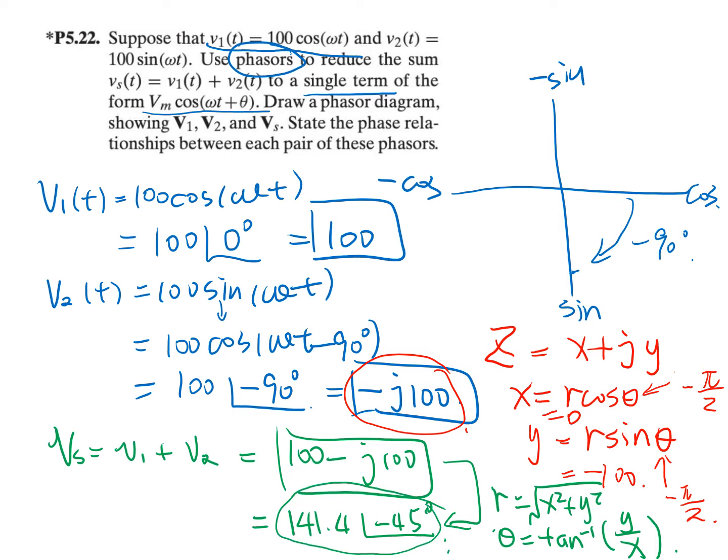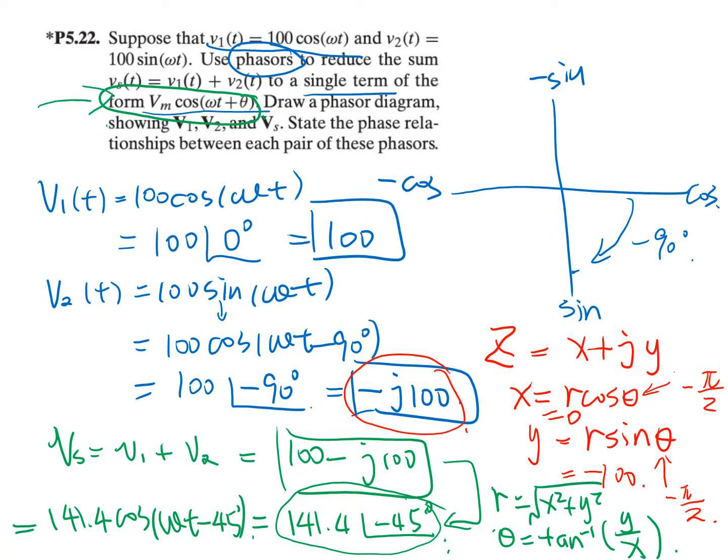Because we need to convert it into the form in the time domain, we need to write it as 141.4 cosine omega t plus negative 45 degrees. We don't know the omega value, but we can write it as omega t, so that's negative 45 degrees. So this is our answer for this question.